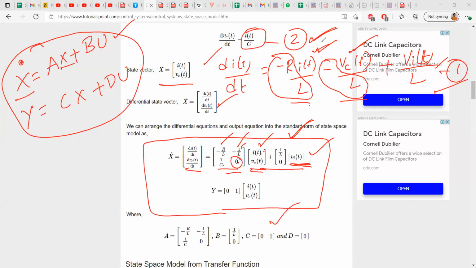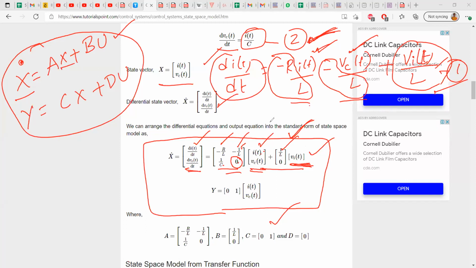In the first equation or the second equation, is there a Vi of t term? In the first equation, right: Vi of t by L, which is nothing but di of t by dt. So in di of t by dt, there is 1 by L Vi of t. Is it there in the second equation, which is dVc of t by dt?